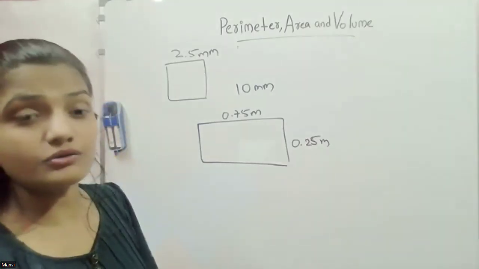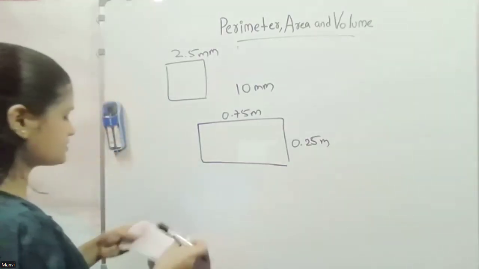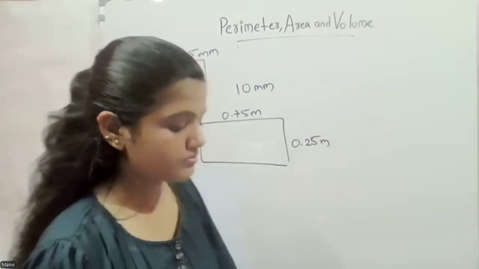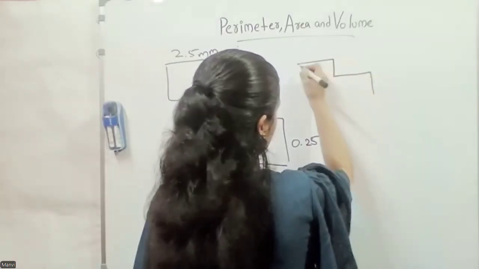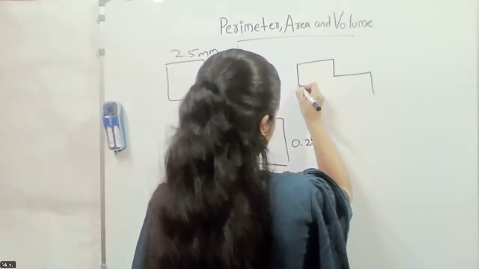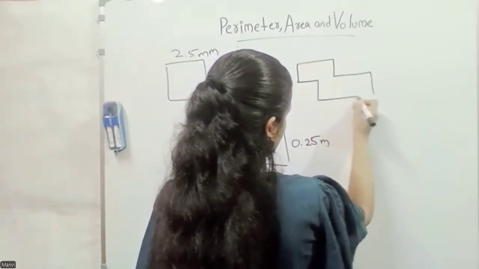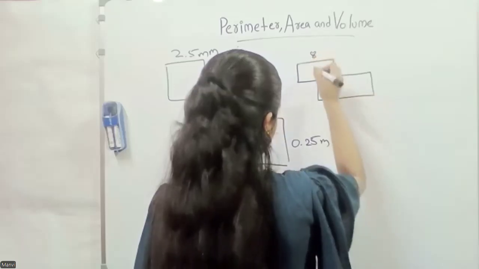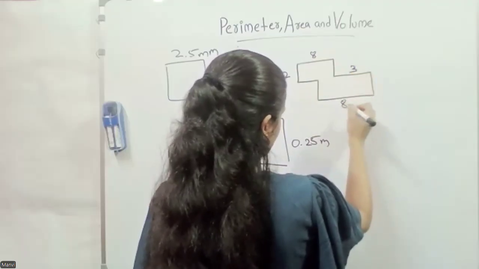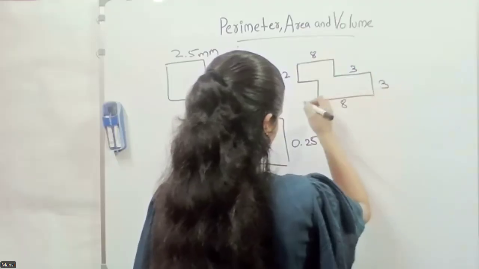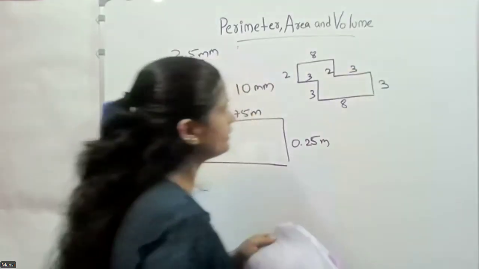So that's all about perimeter. One more question is given on a compound shape. Please try this one as well. This is 8. This one is 2. This is 3. That is also 8. This is 3. This is 3. This one is 3. That one is 2. Calculate the perimeter of this shape.